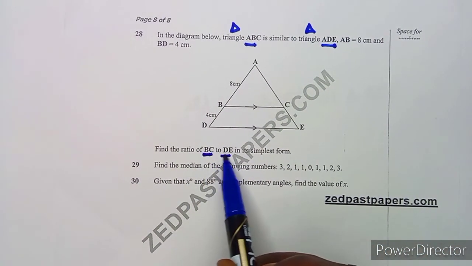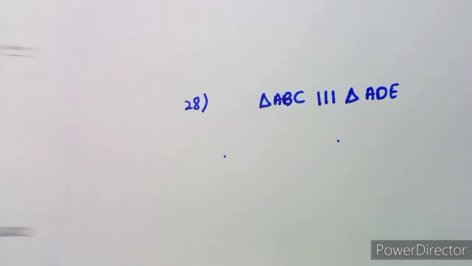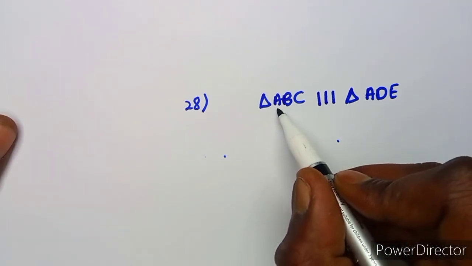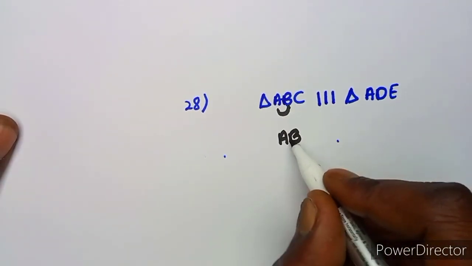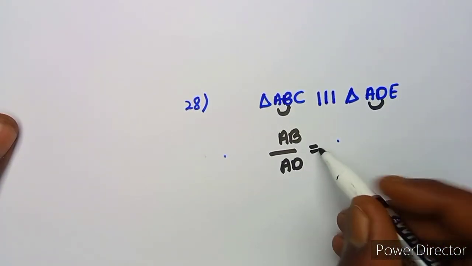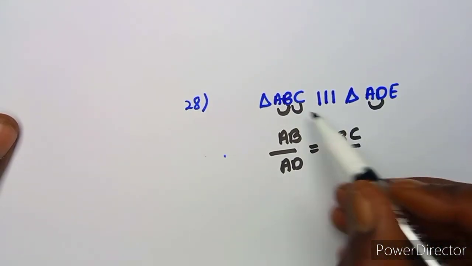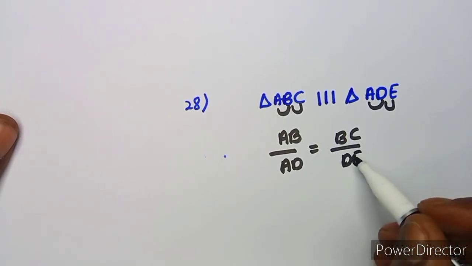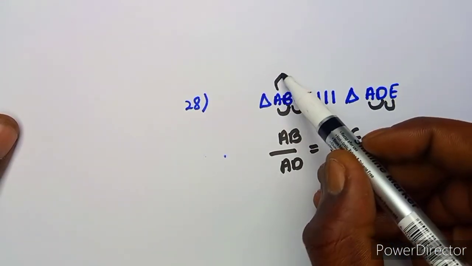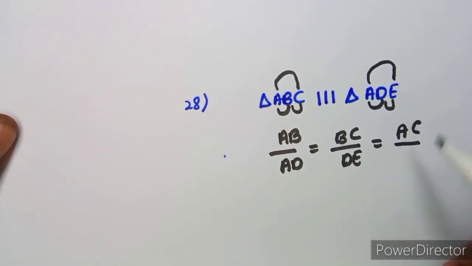So the question is, we are given all this information, but we are asked to find the ratio of BC to DE in its simplest form. So the first thing is to have the ratio of sides from similar figures. How do I have the ratio of sides? Remember, from similar figures, it's AB over the corresponding side AD, which is equal to BC over DE, which is equal to the last one, AC over the corresponding, which is AE, like that.